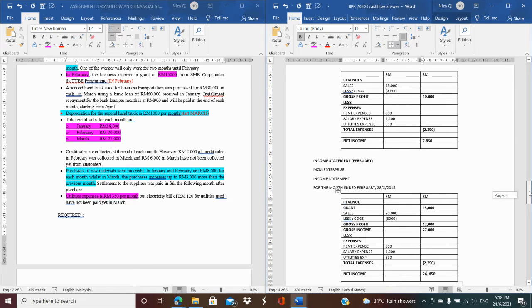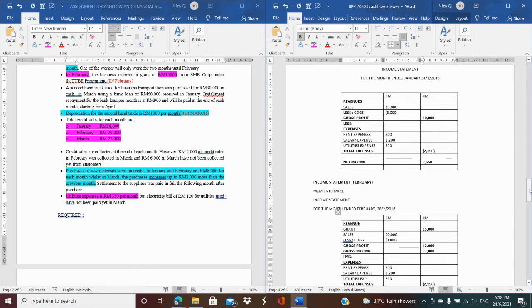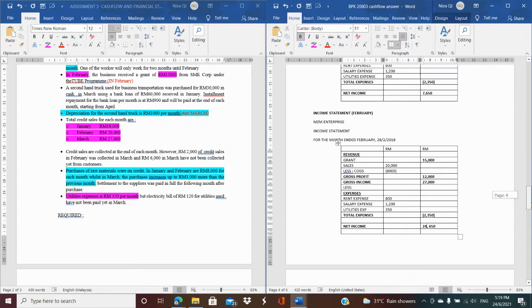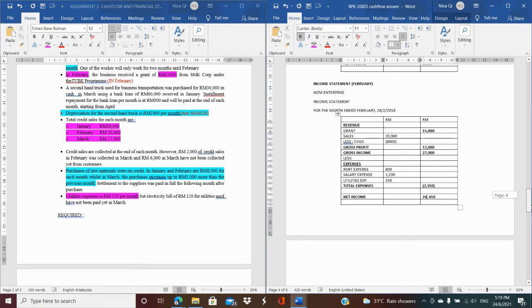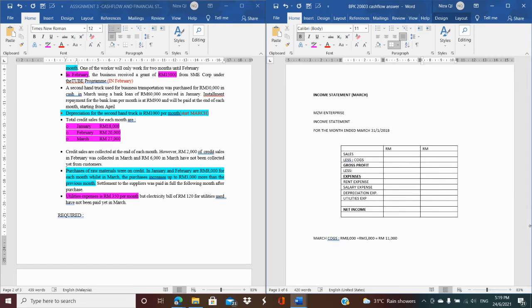So in the accrual basis accounting, when we calculate the revenues and the net income, we're not going to bring forward the amount from the net income of the previous period to the next period. So we're going to start afresh. That's why you will see that there's no opening balance or balance carried down to the next period. So this is for February. Now we're going to see for March. It's going to be the same also.